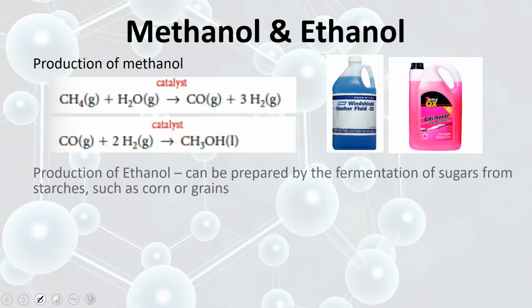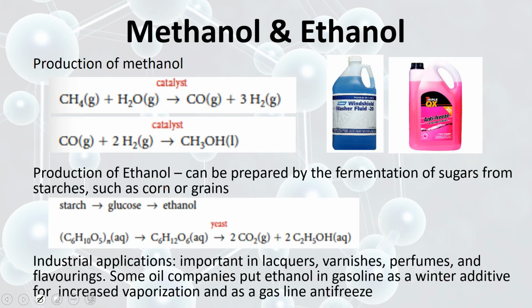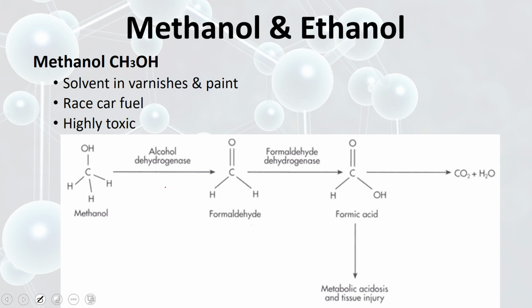Production of methanol, I'm not too worried about methanol and ethanol production. Ethanol is produced by the fermentation of sugar or starches. Yep, that's how you make alcohol, the consumable type. So just a few consumer uses here for ethanol and methanol. Methanol is a solvent in many paints and varnishes. It's used as race car fuel and is highly toxic because we have this intermediate phase of it being formaldehyde.